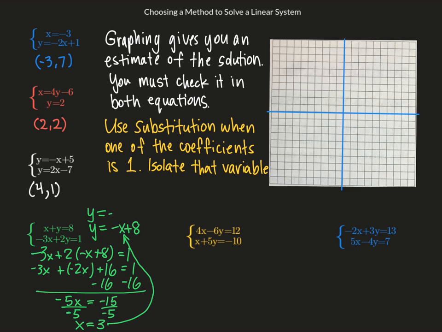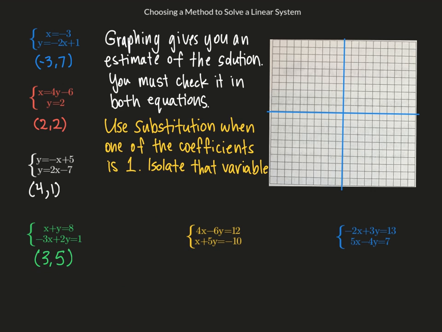So y would equal negative 3 plus 8, which equals 5. So the y value is 5. So the coordinate, or the ordered pair, is (3, 5). And of course we can see that 3 plus 5 equals 8. Negative 3 times 3 is negative 9. 2 times 5 is 10. Negative 9 plus 10 equals 1. So we just checked it.